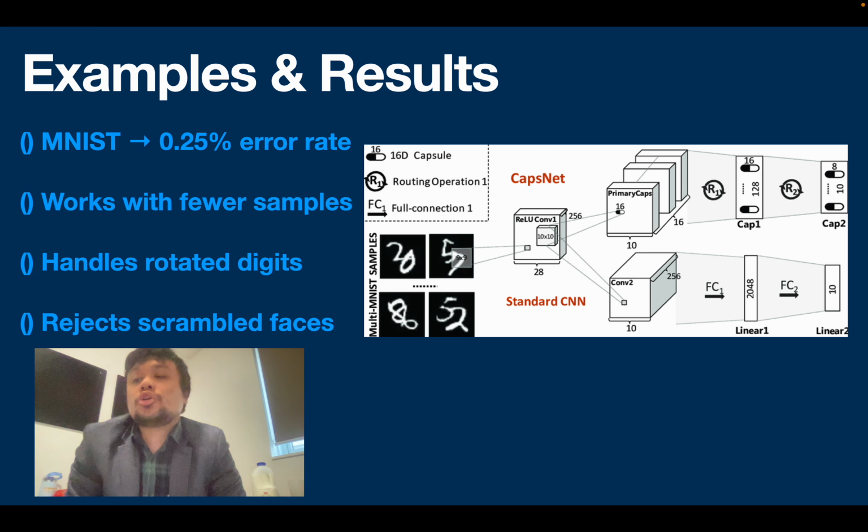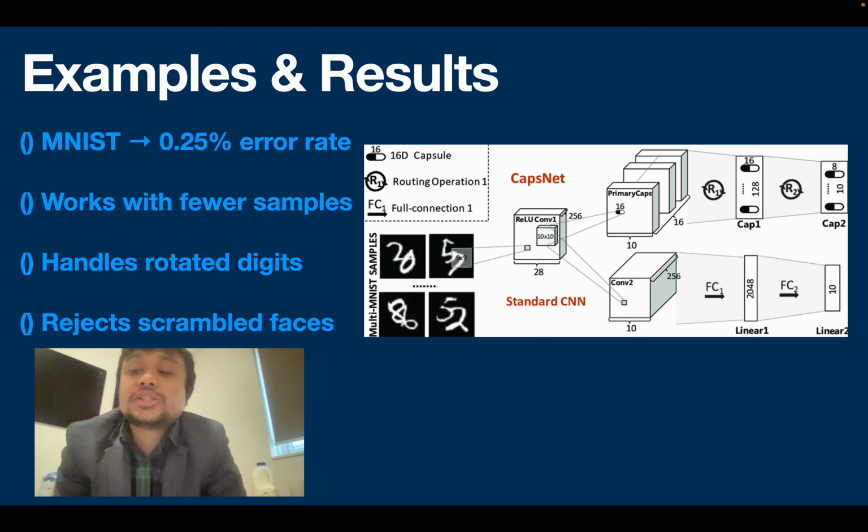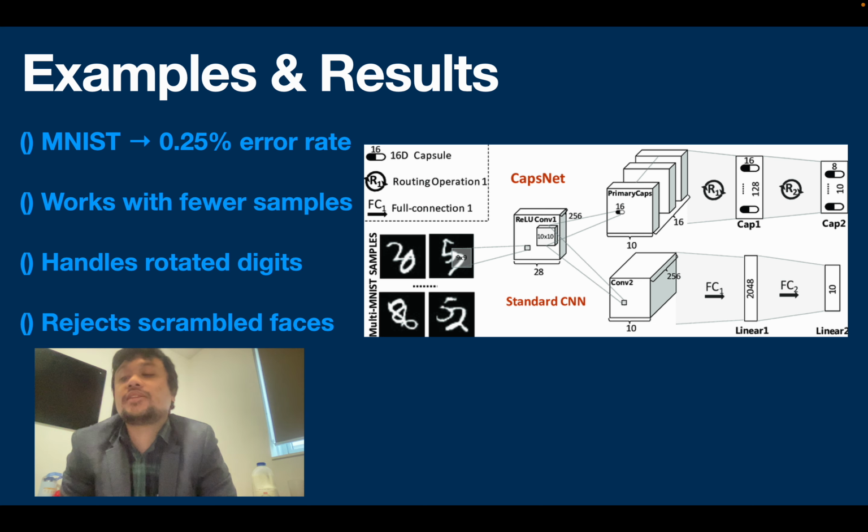Capsule networks have shown promising results in experiments. On MNIST, they achieved an error rate of only 0.25%, outperforming traditional CNNs at that time. They also proved effective with fewer training samples, which is crucial when data is limited. A particularly strong result is their ability to handle rotated digits. A CNN might mistake a rotated 6 for a 9, while a CapsNet correctly identifies it. These results show that capsule networks can capture structure in ways CNNs cannot.